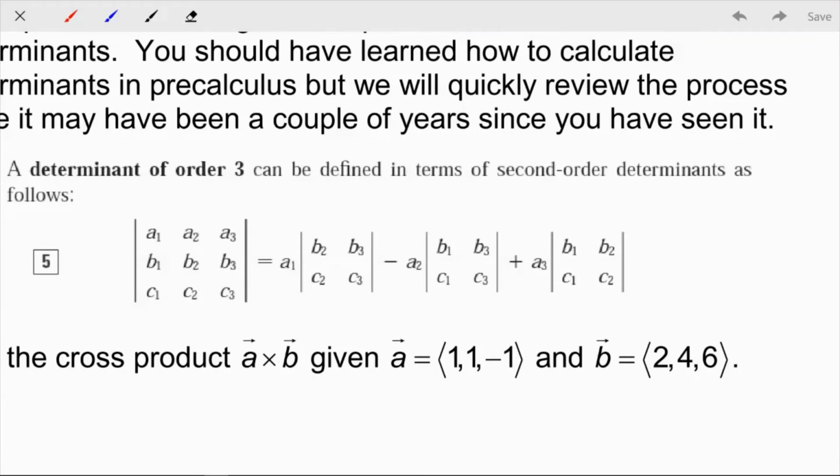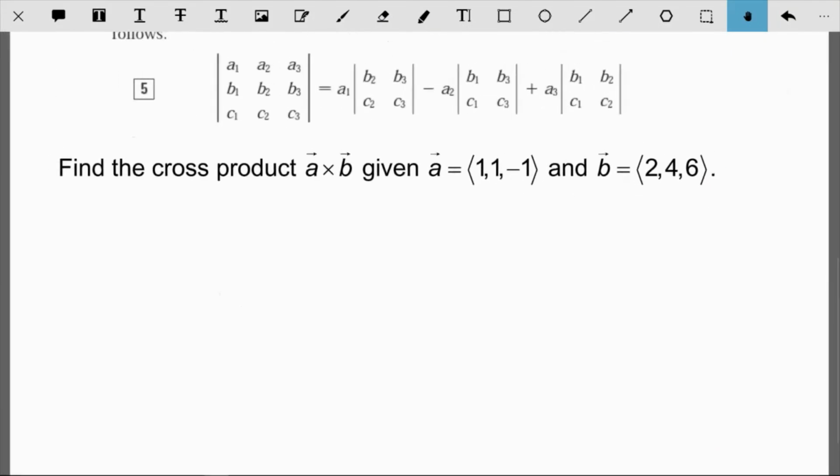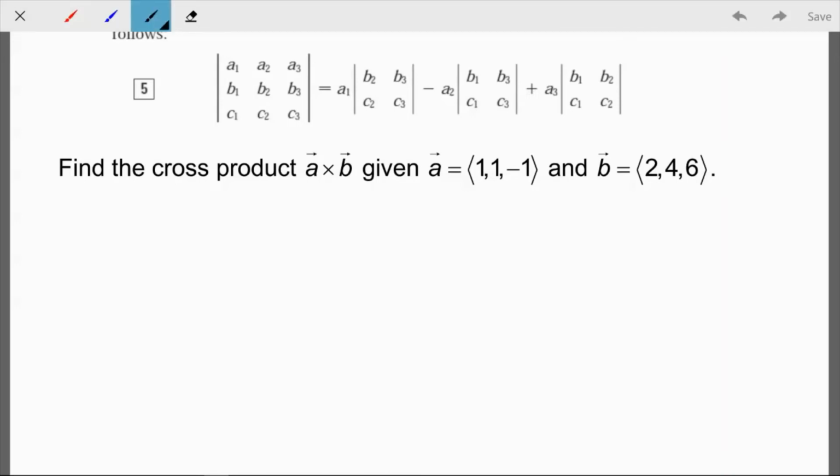will refresh your memory. So this one says find the cross product A cross B, given that vector A is 1, 1, negative 1, and B is 2, 4, 6. So you might think, well, I've only got kind of 2 rows and 3 columns here if I think about how I'm going to set that up. But when I do this cross product, let me show you how I'm going to go about this process.